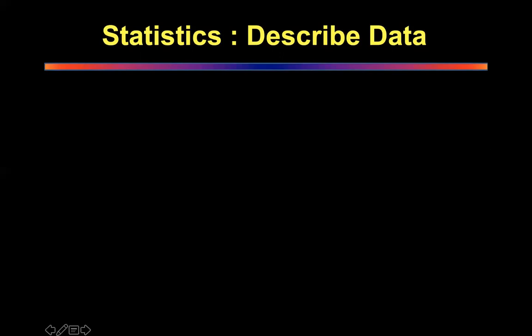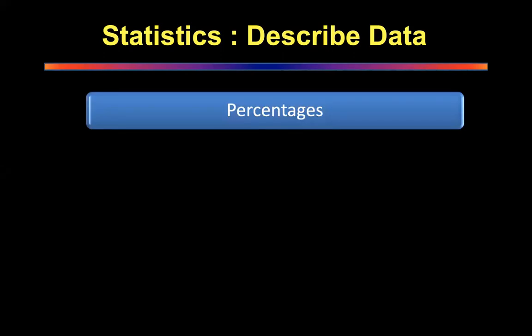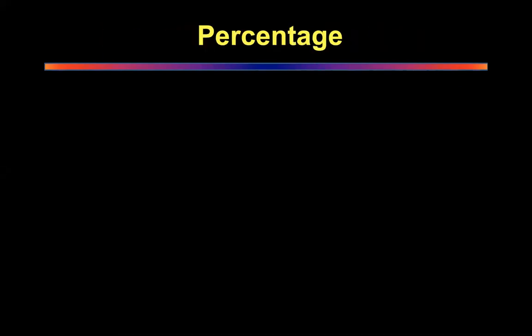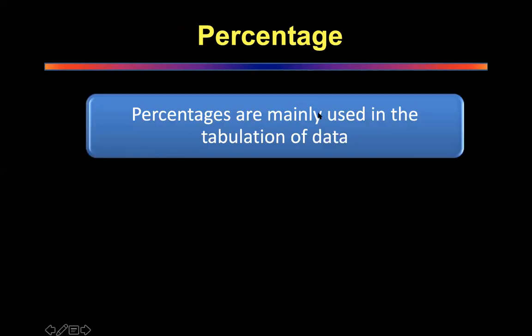Okay, all right. So we are now coming to statistics that describe data: percentages, mean, median, mode, and standard deviation. We spoke about this, so let's go into individual details. Let's look at what is percentage. What do you understand when somebody uses the word percentage in statistics or in a paper? Percentages are mainly used in the tabulation of data.